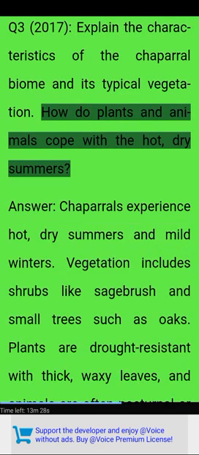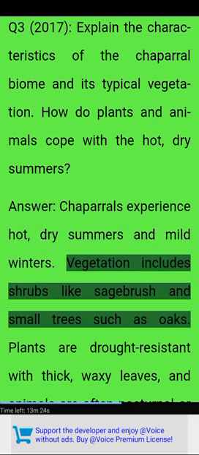How do plants and animals cope with the hot, dry summers? Answer. Chaparrals experience hot, dry summers and mild winters. Vegetation includes shrubs like sagebrush and small trees such as oaks.